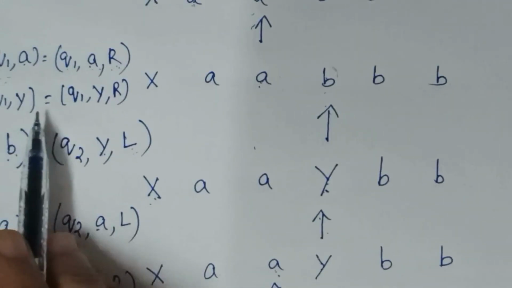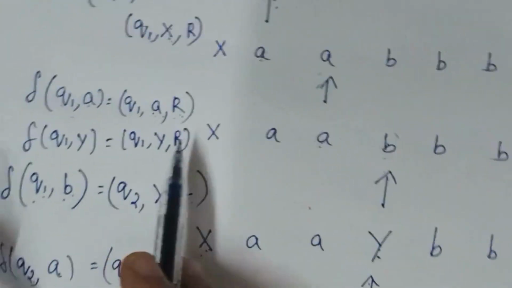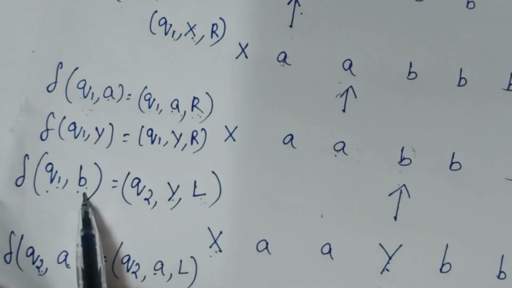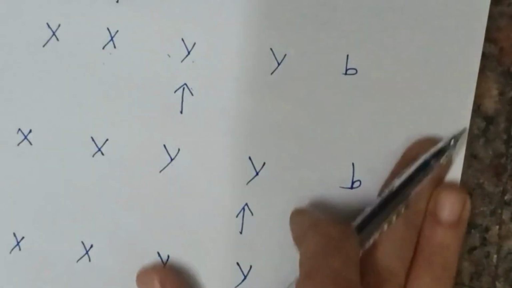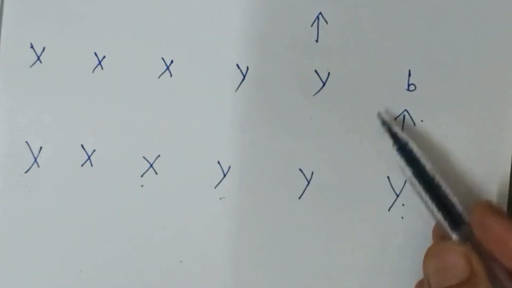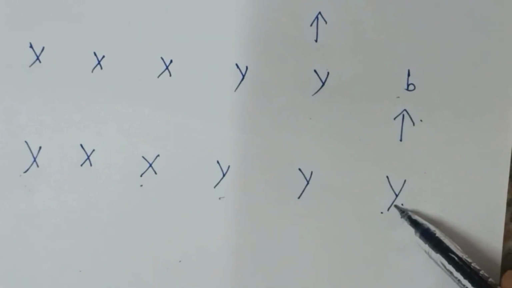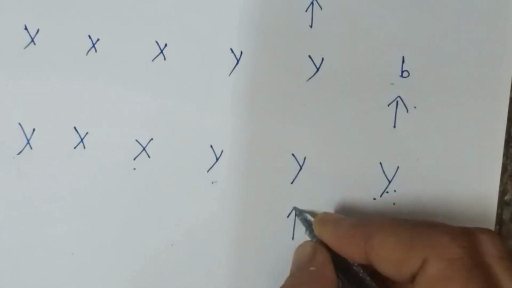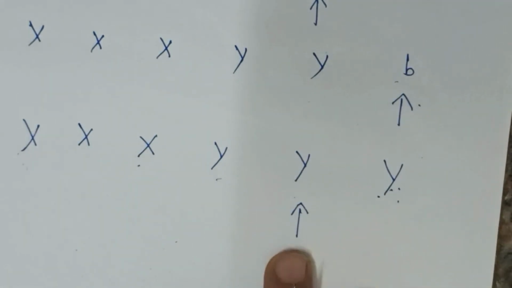Q1 reads Y, writes Y and moves to right. Now finally I got B. Replace B with Y and move to left. So finally we are here. Right? So it's moving to left.